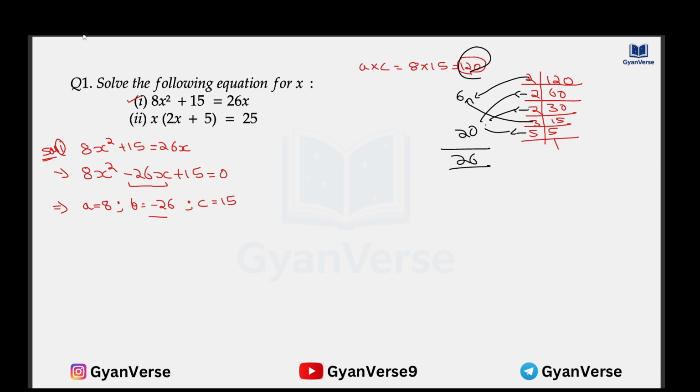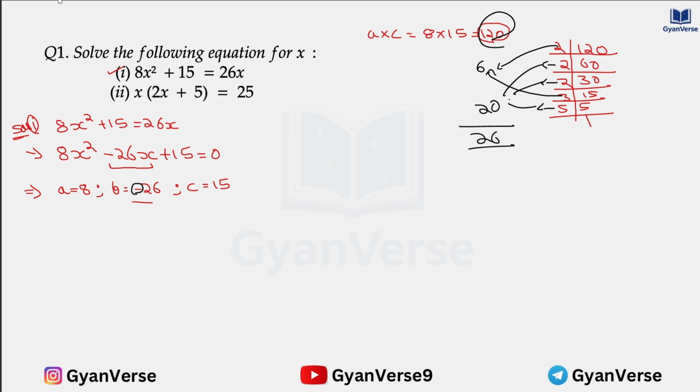Now you also have to keep in mind that the sign of this one should be minus and the sign of this should be positive. So what I can do is split the middle term: 8x square minus 20x minus 6x plus 15 equals to 0. Now what you have to do is just take common. From these two terms, what you can take common is 4 and x. I hope you know what I mean when I say taking common.